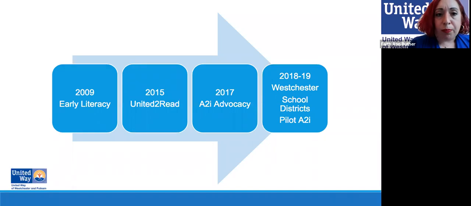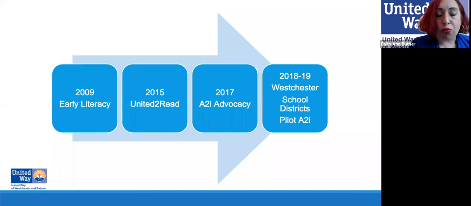So in 2009, United Way of Westchester and Putnam decided that it was going to have early literacy be one of its pillars. We focus on education, income, and health. And with the education component, we really understood that early literacy was an important component for future success. Being able to read on grade level by the end of third grade was a milestone that really showed indicators for future success.